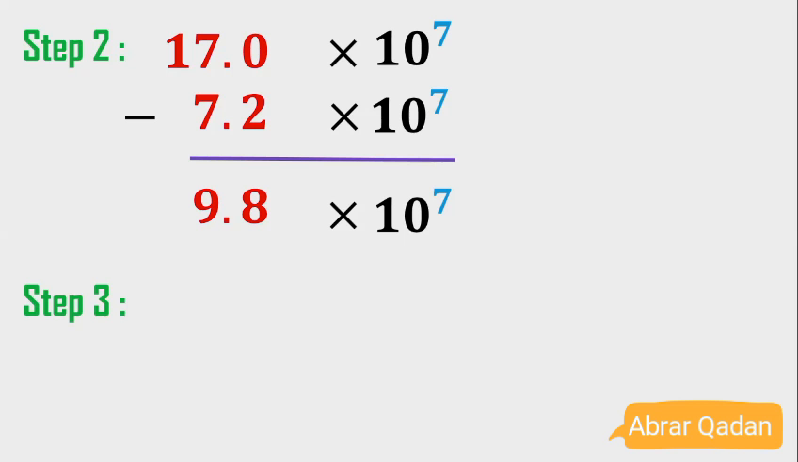Now step number 3, make sure you have one non-zero digit in front of the decimal. So according to the value that we got, 9.8, we have only one digit before the decimal point, so the answer will be 9.8 times 10 to the power 7.